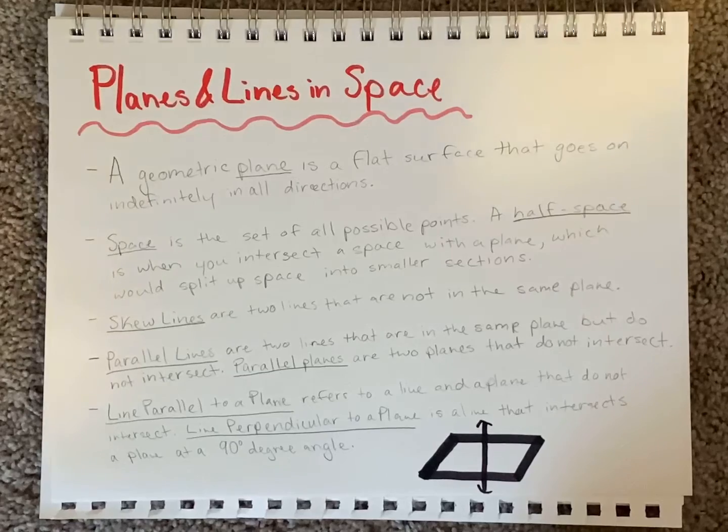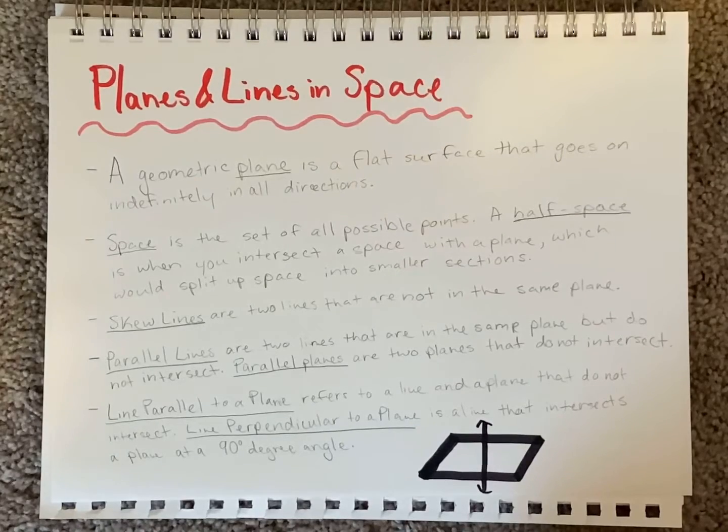A geometric plane is a flat surface that goes on indefinitely in all directions. Space is the set of all possible points. A half space is when you intersect a space with a plane, which would split up space into smaller sections. So when you're splitting up this section, this is subsequently dividing up the space.